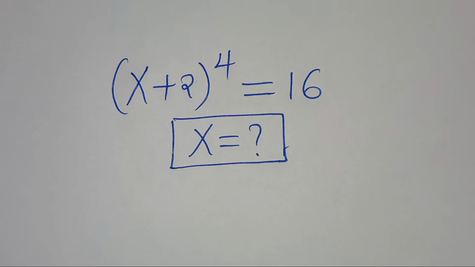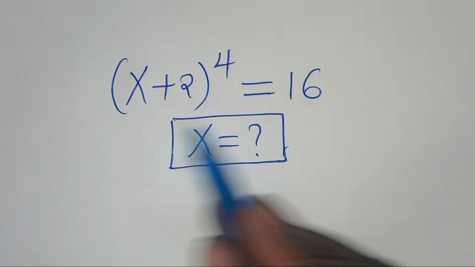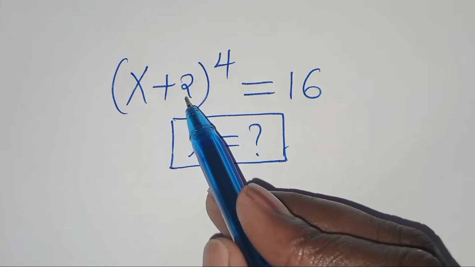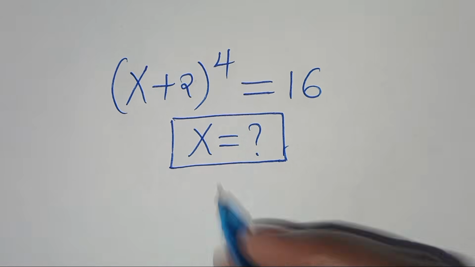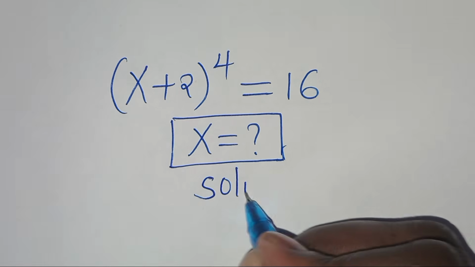Hello everyone, you're welcome to solve this nice algebra problem, which is (x+2)^4 equal to 16. So what are the values of x? Now let's provide a solution from here.